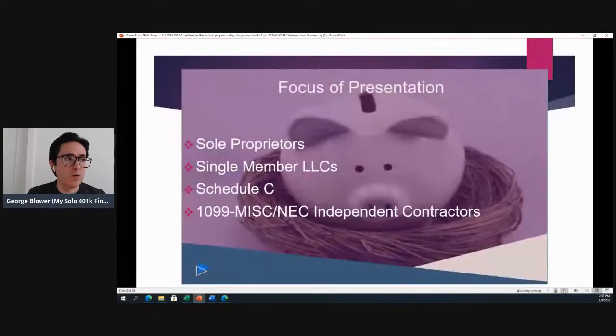So the focus of the presentation, again, just to be clear, is sole proprietors, single member LLCs. If you report your self-employment income on Schedule C, if you, for example, are a 1099 miscellaneous or, under the new language, 1099 NEC independent contractor.